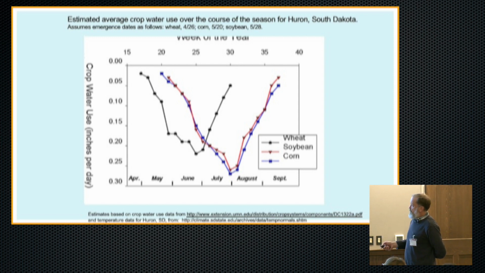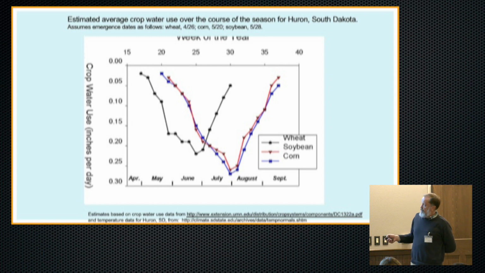Okay, so just to explain this graph a little bit, this is based on estimated crop water use. I did this some time ago for Huron. It was based on, I think, 20-year average weather averages. And so we've got daily water use, inches per day, tops out around a quarter of an inch a day. And then I've got week of the year here. So we've got April, May, June, July, August, September. And this is crop water use. So average crop water use for wheat, spring wheat. This blue line would be for corn, and the red triangles would be for soybean.